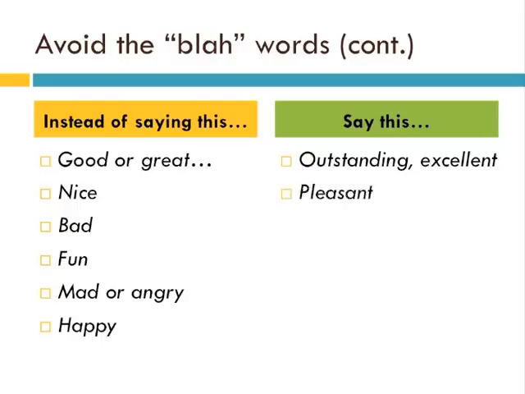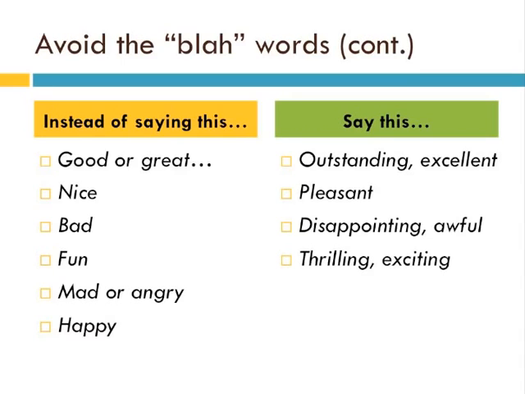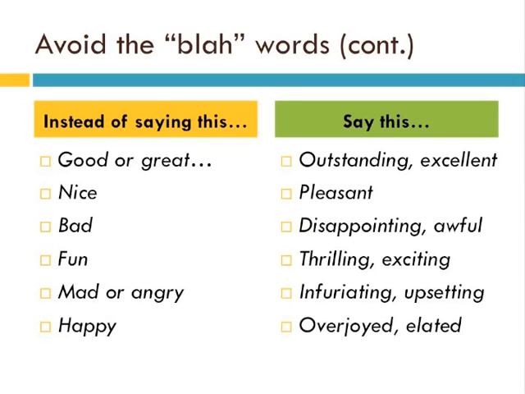Instead of the word nice, we could say something like pleasant. If we just want to say that something's bad, we could say something like, well, that food was disappointing, or it was awful, or terrible. Instead of just saying, I had a fun time, we could say, it was thrilling, or exciting. Instead of I'm mad, we could say angry, or that was infuriating, or very upsetting. Instead of happy, we could say something like, I'm overjoyed, or elated.